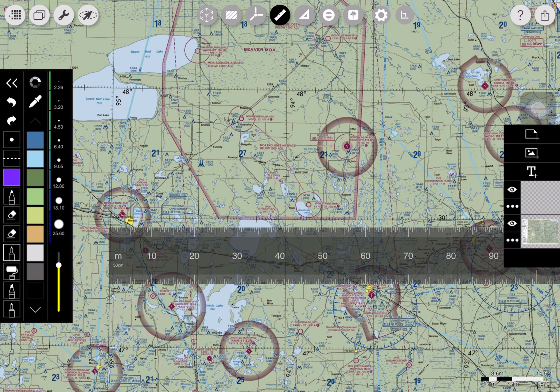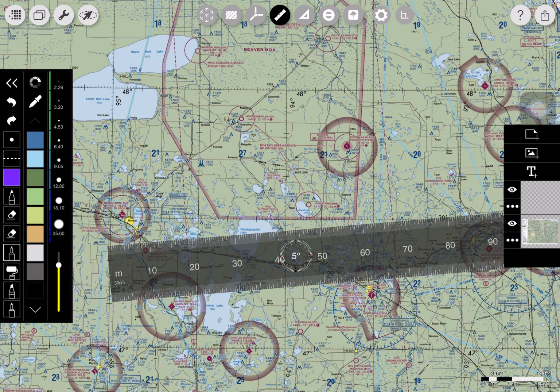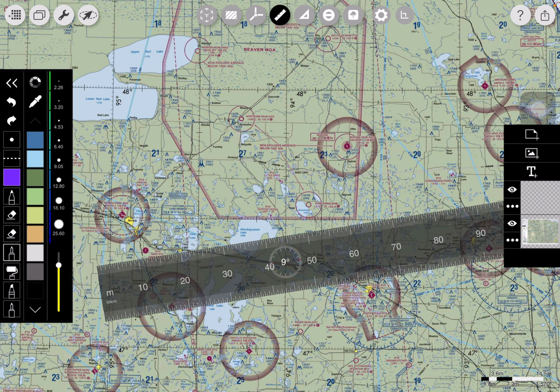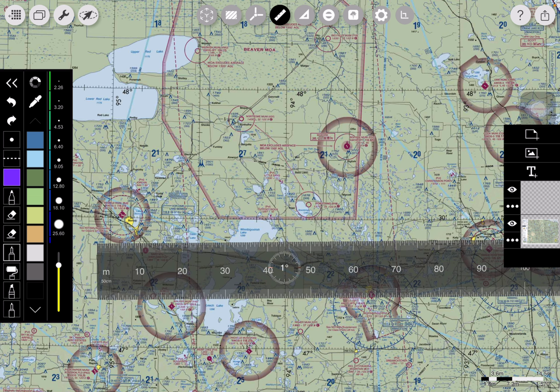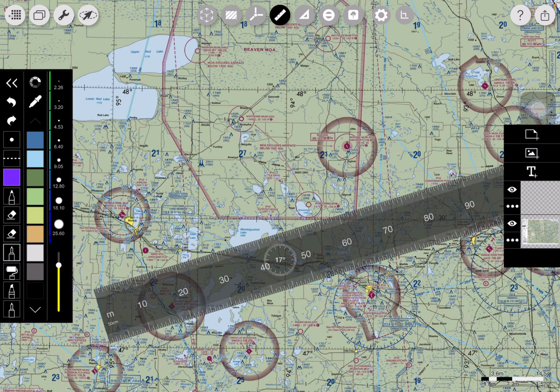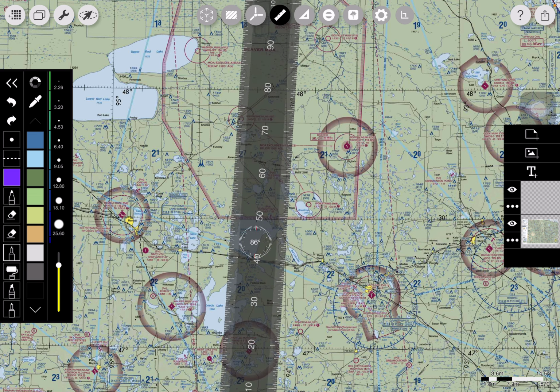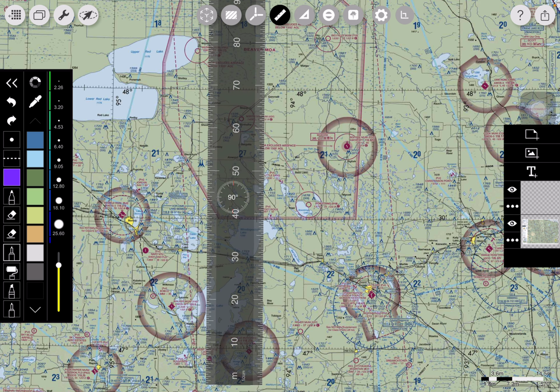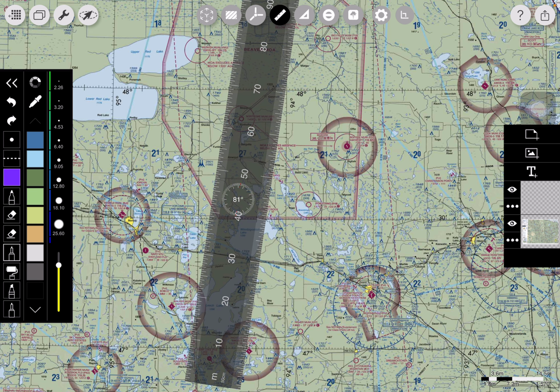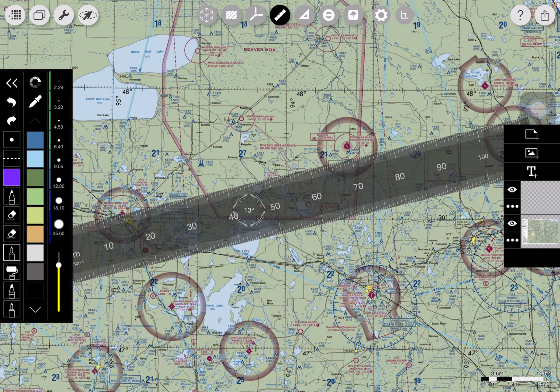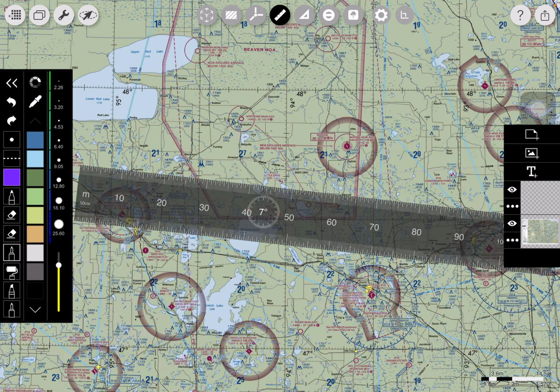One thing to consider about the ruler in the app is that it measures engineering degrees with reference to the horizontal axis. Geographical degrees, azimuth, are measured in reference to the vertical axis, so whatever measurement I get from this ruler, I will need to add 90 degrees.